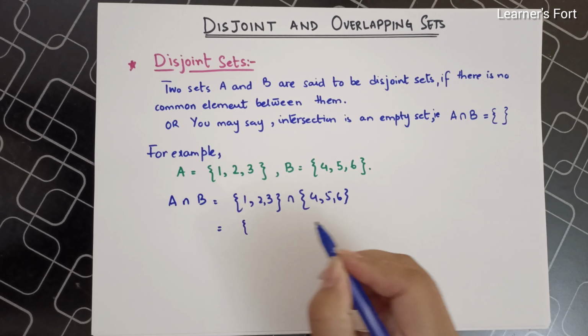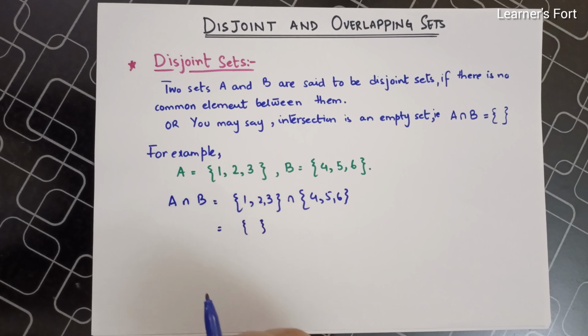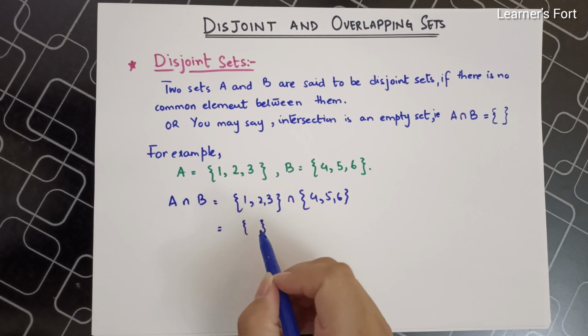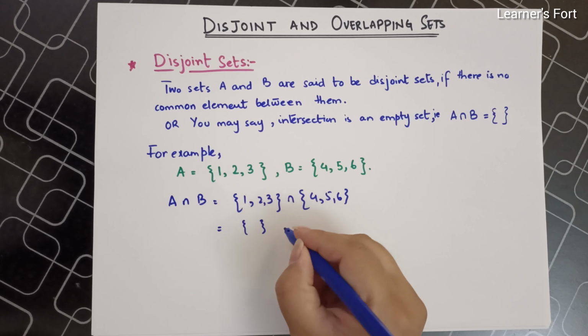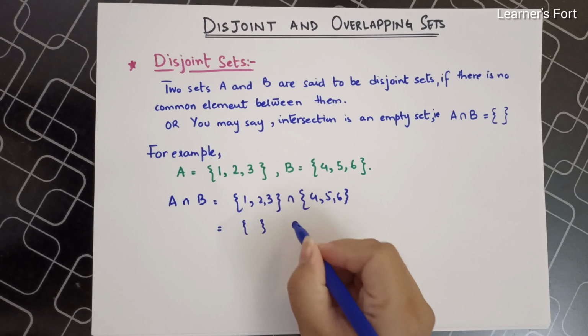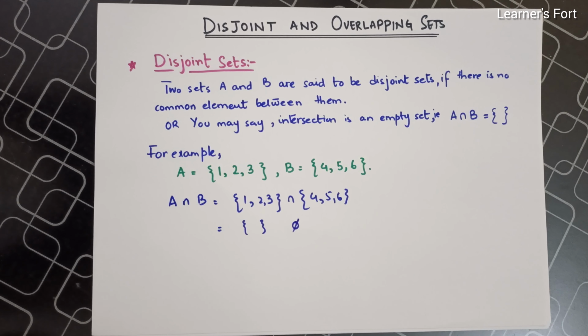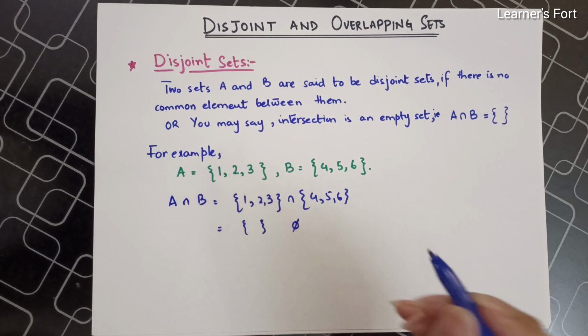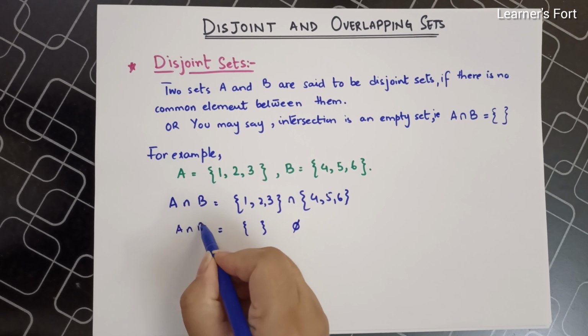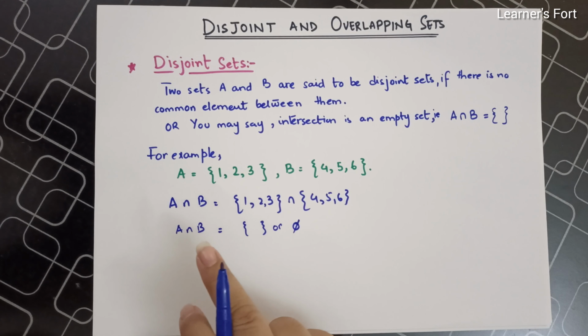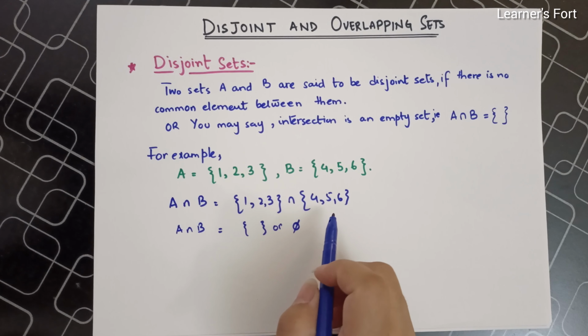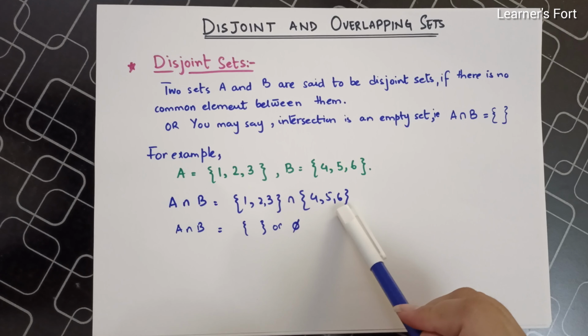So when you write the answer, it's going to be an empty set, because you draw these two curly brackets, but you don't write anything between them. Or you can also write this symbol, which you draw like this. This is phi. All right, it's known as phi, and it also represents an empty set. Okay, so A intersection B is an empty set, or you can write it as phi. It means that there is no common element between them. So these two sets A and B are known as disjoint sets.